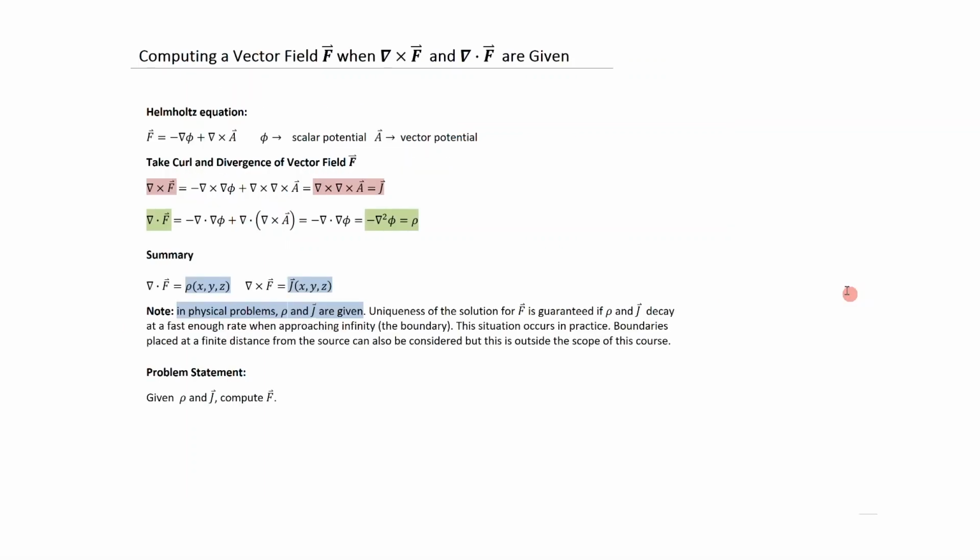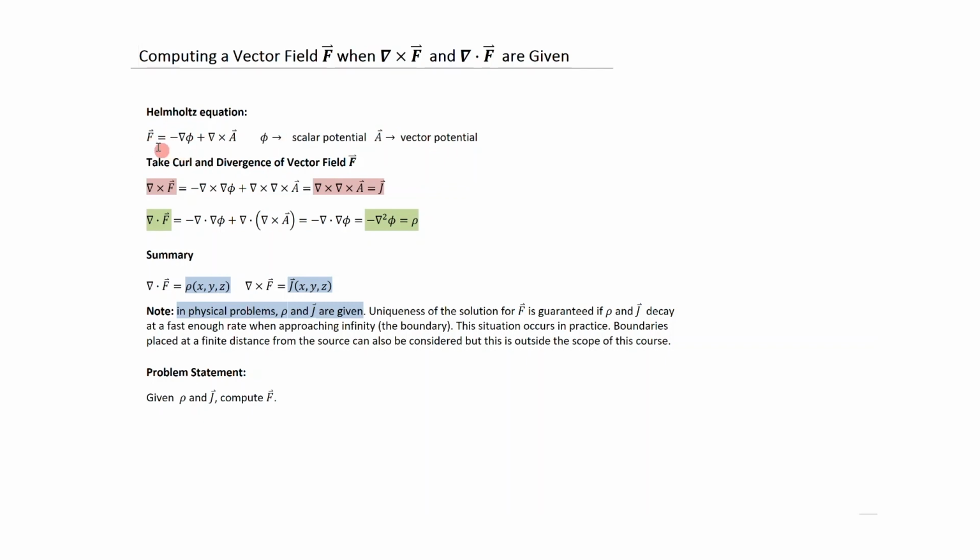All right, next we need to figure out how we're going to solve problems, particularly how to determine the field F. That means computing the vector field F when the curl of F and the divergence of F are knowns or givens. We start with the Helmholtz equation, which says that you can decompose any field into an irrotational field and a source-free field. The irrotational field is described in terms of minus the gradient of a scalar potential, and the source-free field is based on the curl of a vector potential. This is another vector field. So this is more or less a starting point.